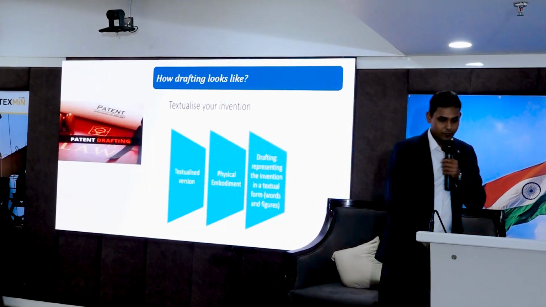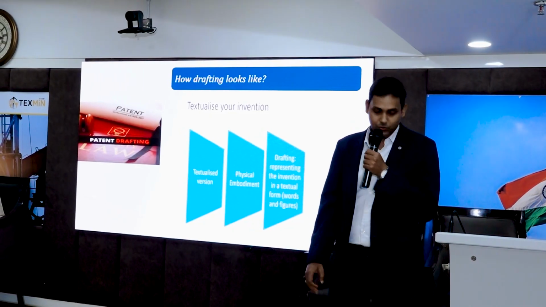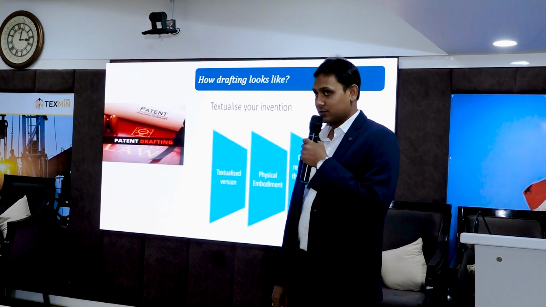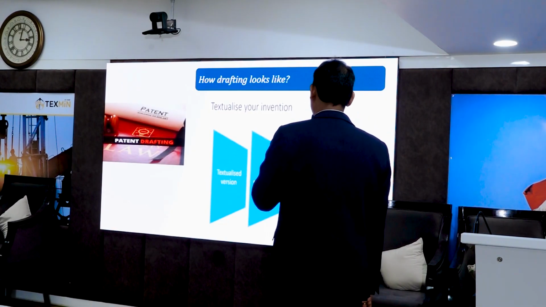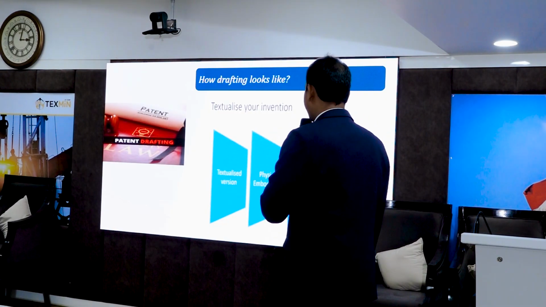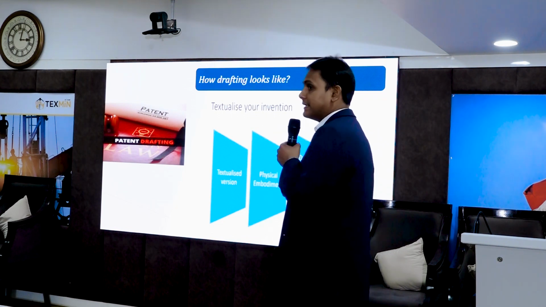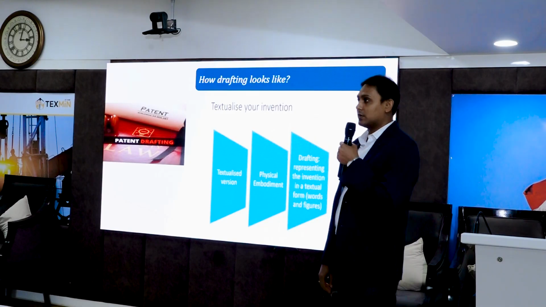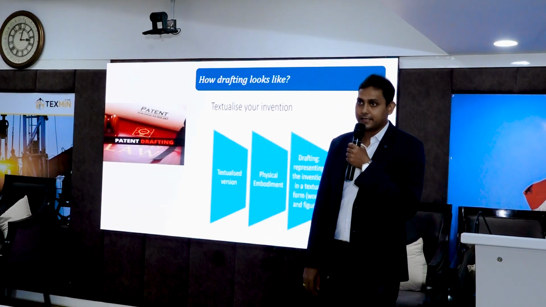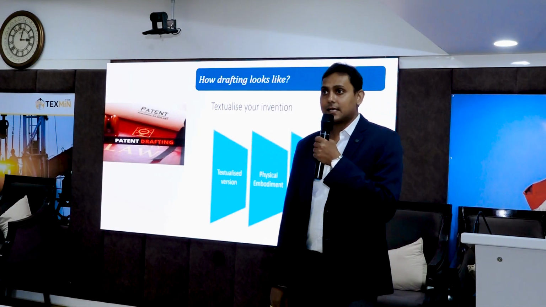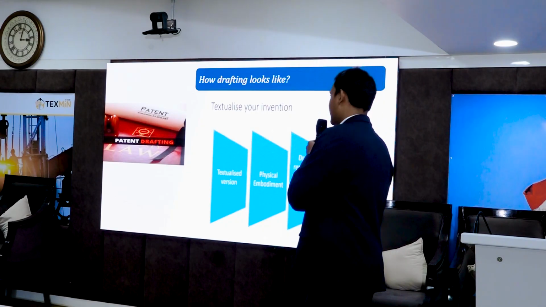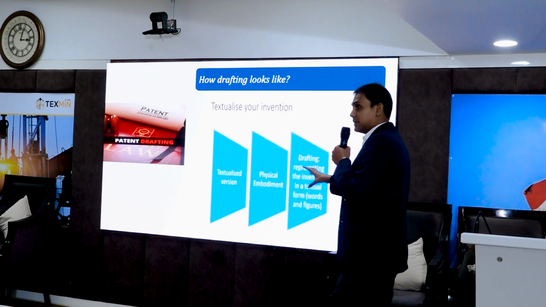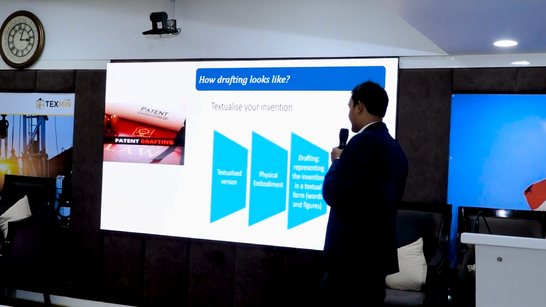Okay, so moving to the next slide. We have already discussed this, right? This patent specification basically textualizes your invention. Whatever technical concept or technical invention you have made, you are just technically conceptualizing. So the textual version of your invention is the patent draft.